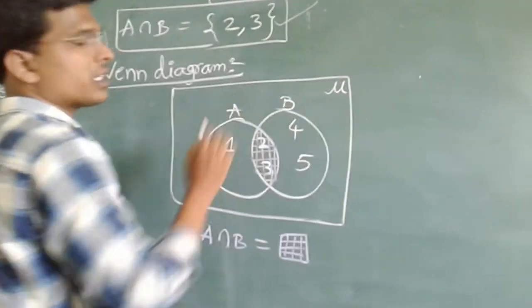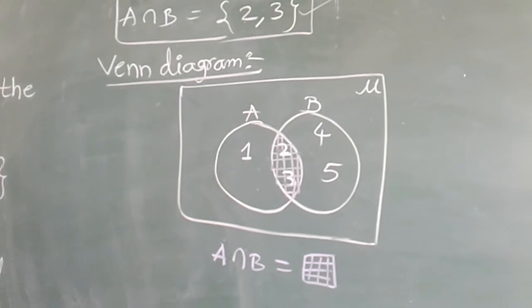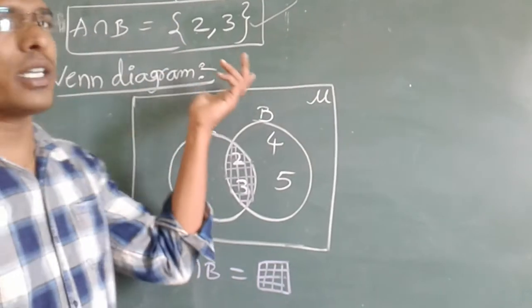So this is the general representation, and this is the representation in a Venn diagram. I hope you have understood well.